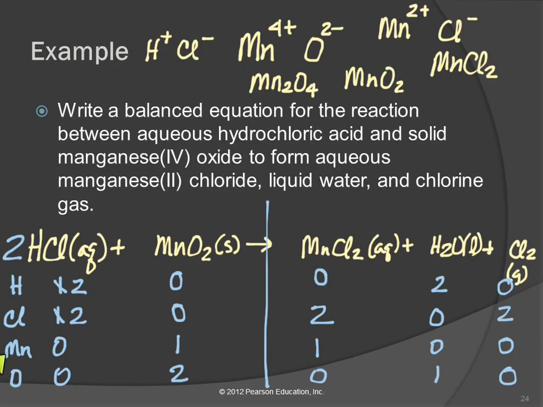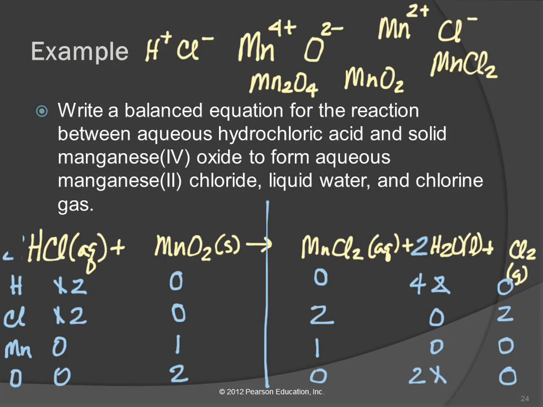I'm going to go to the manganese. I have 1 manganese on the left and 1 on the right. So that one's okay. And then oxygen. I've got 2 oxygens on the left and only 1 oxygen on the right. So I need to put a 2 in front of the water molecule. And that's going to change the hydrogens and the oxygens. So I fixed the oxygen, but in the process of doing that, I messed up hydrogen, didn't I? Now I've got 4 hydrogens on the right, and I only have 2 on the left. So I have to go back and fix that.